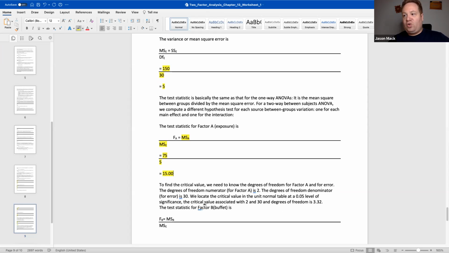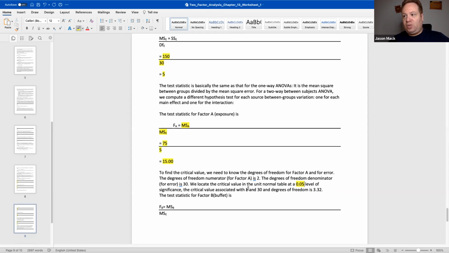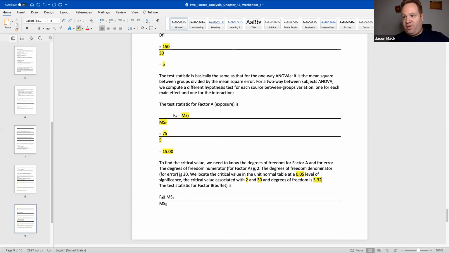We locate the critical value in the F table, which is posted right in Bright Space, at a 0.05 level of significance. The critical value associated with 2 and 30 degrees of freedom. So remember, you go into your table and you find 2 and then 30. And that is 3.32.